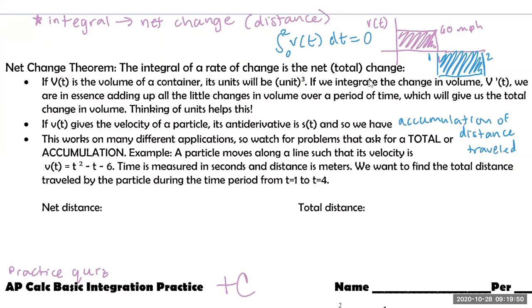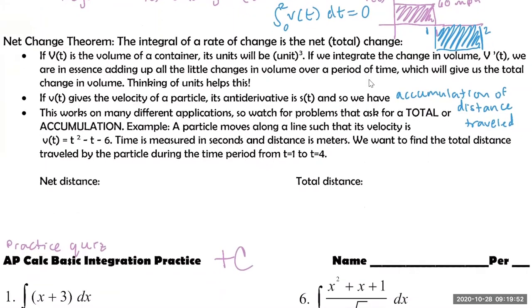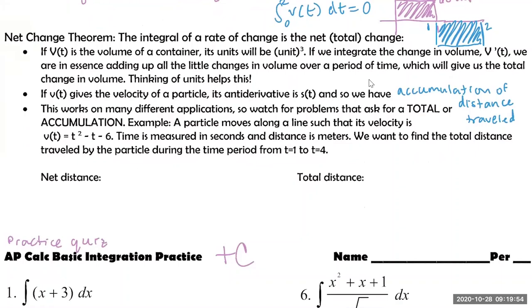And so let's look at one problem that I want us to be able to figure out. Oh, actually, it's written right here. The example is right here. A particle moves along a line such that its velocity is given by this function. Time is measured in seconds and distance in meters. We want to find the total distance traveled by the particle, but I also want to discuss what the net distance is.